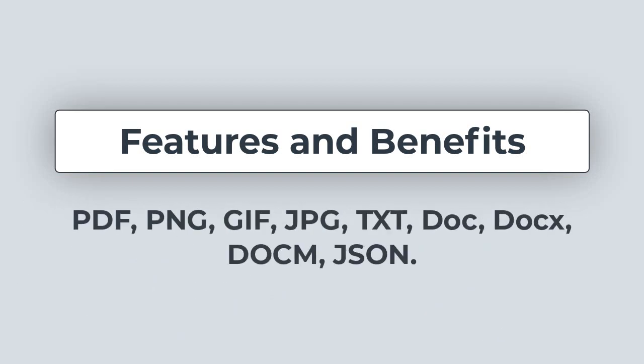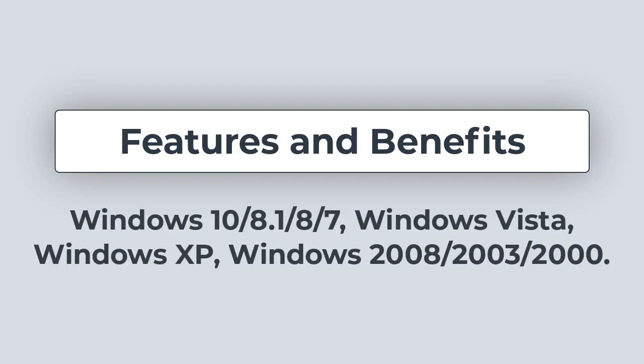Import Mac Outlook OLM files into the different image and document formats such as PDF, PNG, GIF, JPG, text, doc, docx, docm, JSON. Compatible with all Windows versions including Windows 10, 8.1, 8, 7, Vista, XP, etc.